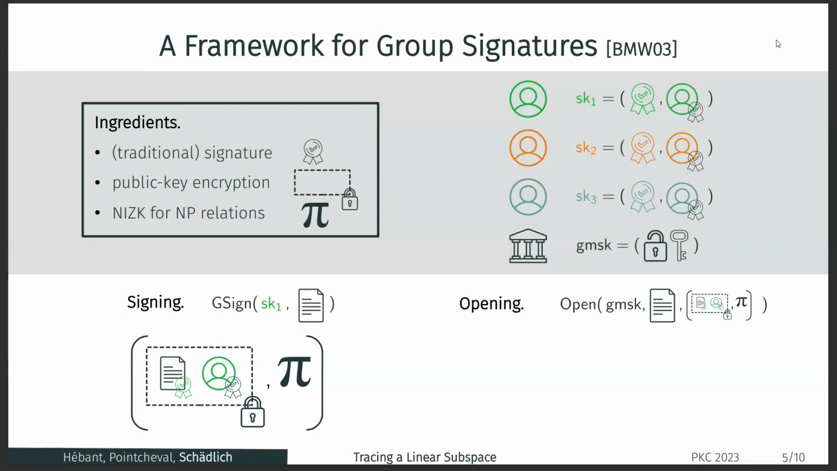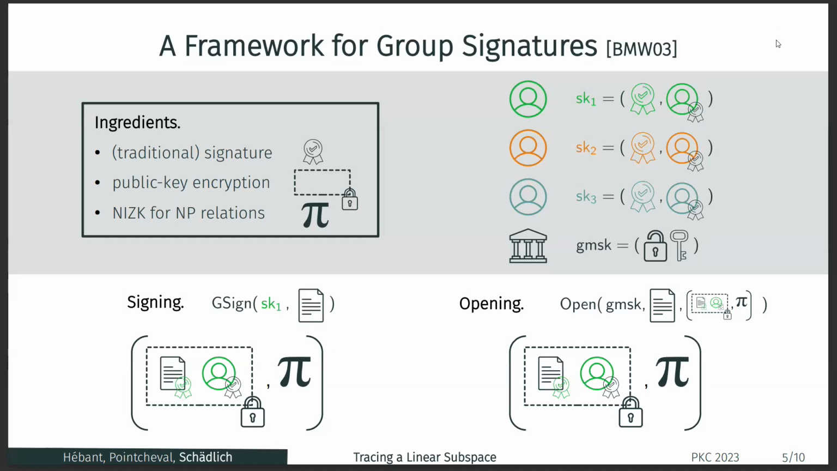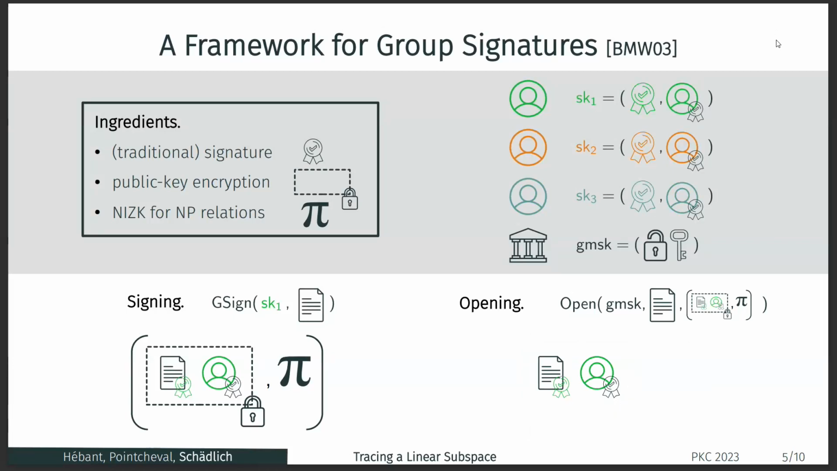The second aspect is how to do the openings. I guess it's already clear. Given such a signature, the group manager takes the ciphertext and uses his secret key to decrypt it. This is actually the crucial step, because the group manager is the only one who knows this secret key. So he is the only party that can perform this decryption process. After the decryption, one simply extracts the identity of the signer.